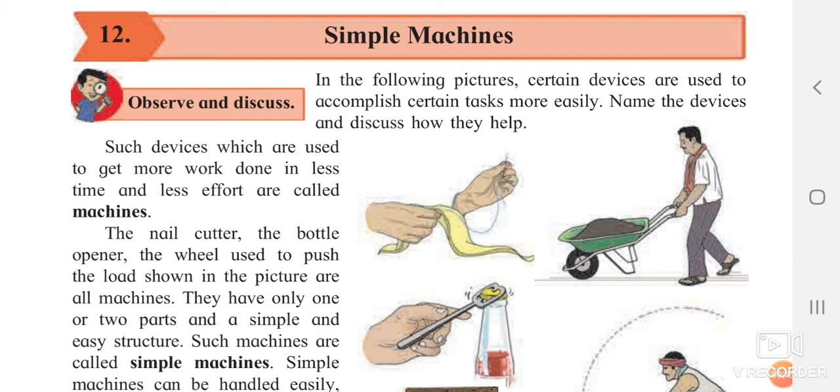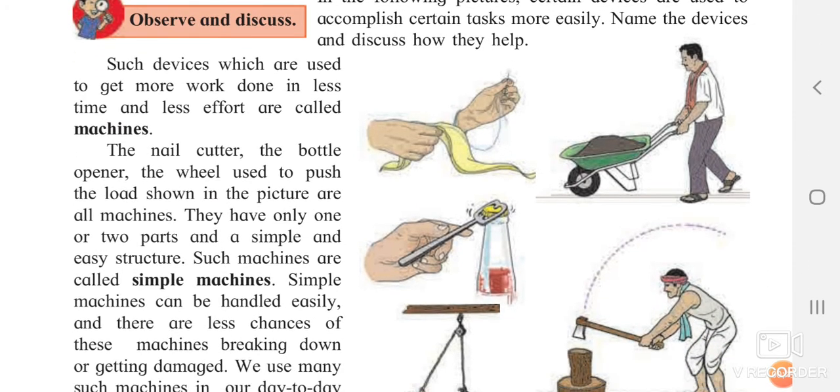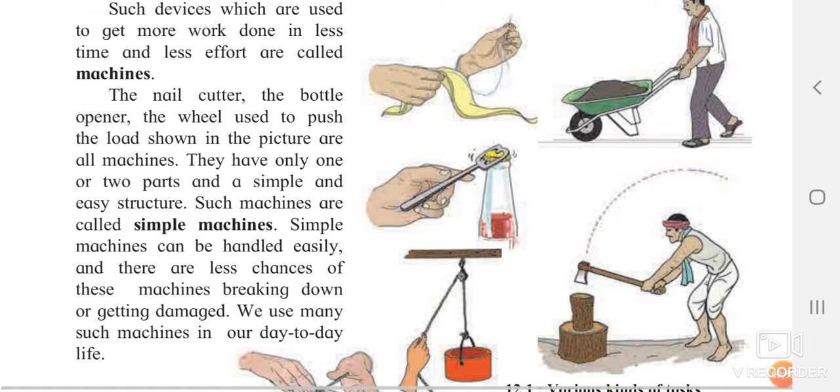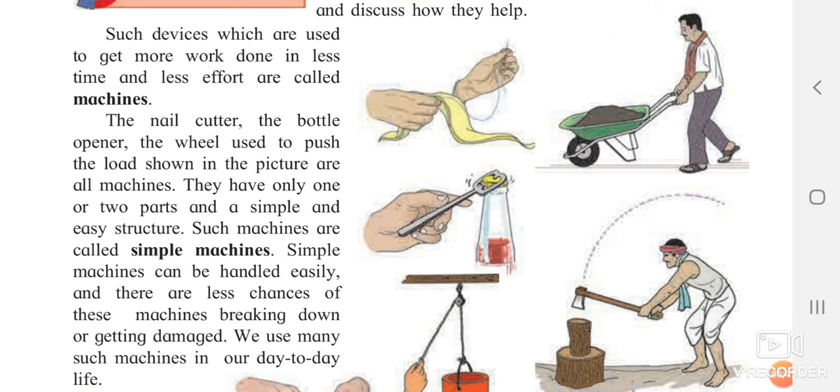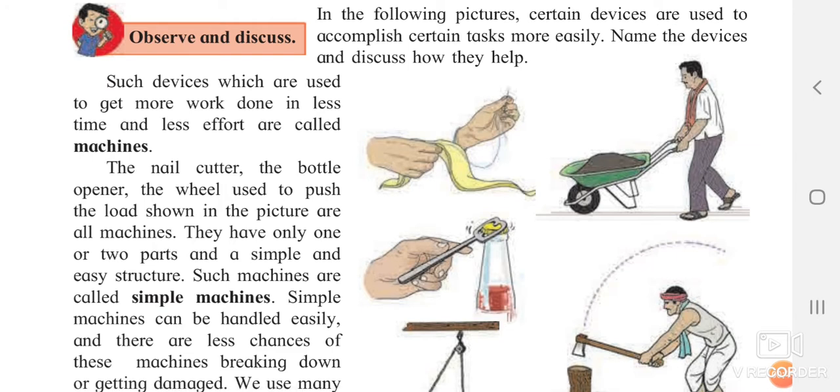You can see over here at the bottom a man is taking out cement. Somewhere else, the lady is stitching cloth. One person is opening a bottle with the help of an opener. Another one is hammering. Another one is pulling water out of the well. Someone is cutting nails with the help of a nail cutter. These all are machines. Machines help us to reduce our work and also save our energy as well as time.